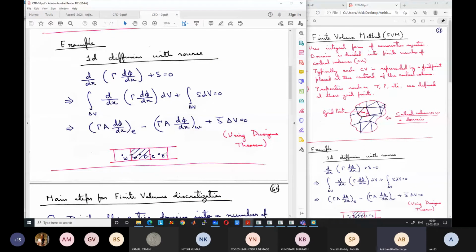So in this case, the boundaries are the east boundary and the west boundary. So the net flux over the boundaries is gamma into area. Area is the area of the x interface. It is 1 for a 1D problem. Gamma is the diffusivity. Gamma A d phi dx east minus gamma A d phi dx west. So gamma A d phi dx east is the flux over the east face of the control volume, and gamma A d phi dx west is the flux over the west face of the control volume.